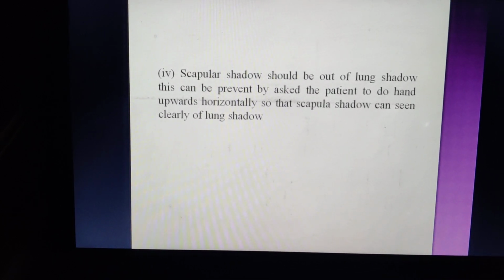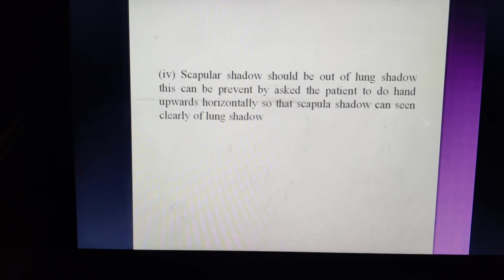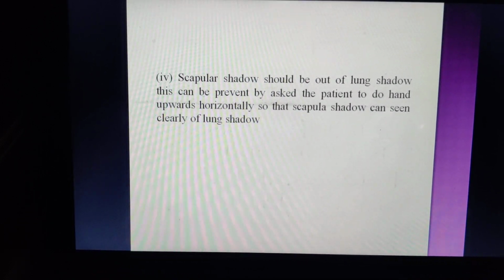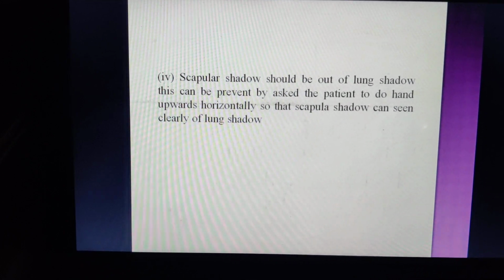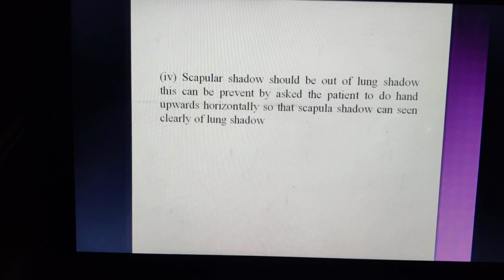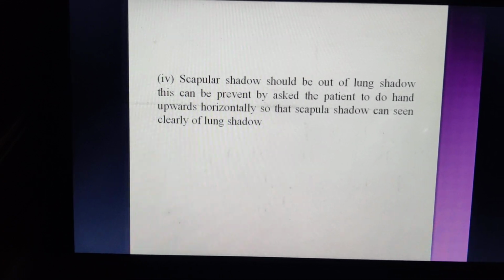Scapular shadow should be out of the lung shadow. If we wish to see the PA view or check the organ status like the lung, this can be prevented by asking the patient to raise the hands upward horizontally so that the scapula shadow can be seen clearly outside the lung shadow.